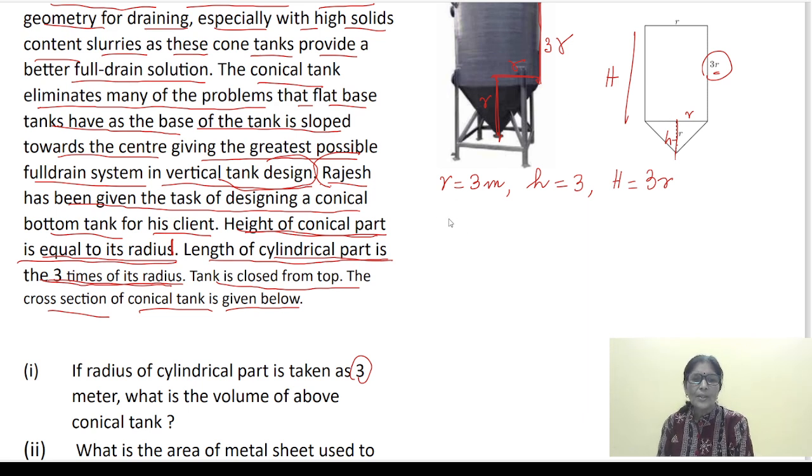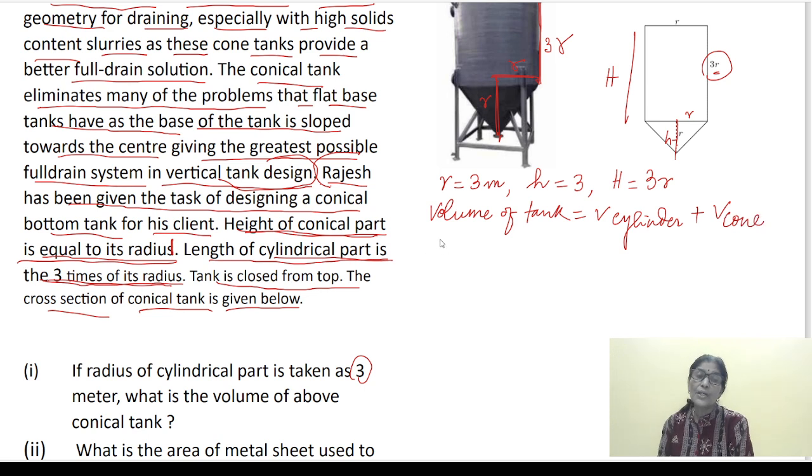So first is, what is the volume of the conical tank? So volume of the tank is equal to volume of cylinder plus volume of cone.